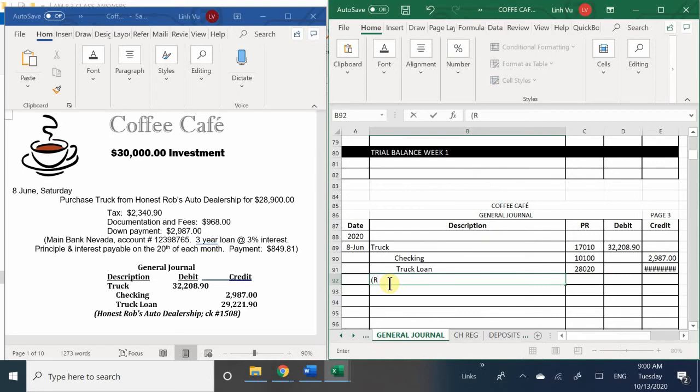Okay, who did I write the check to? Who's my vendor? Honest Rob's Auto Dealership, comma, check number 1508. Okay.